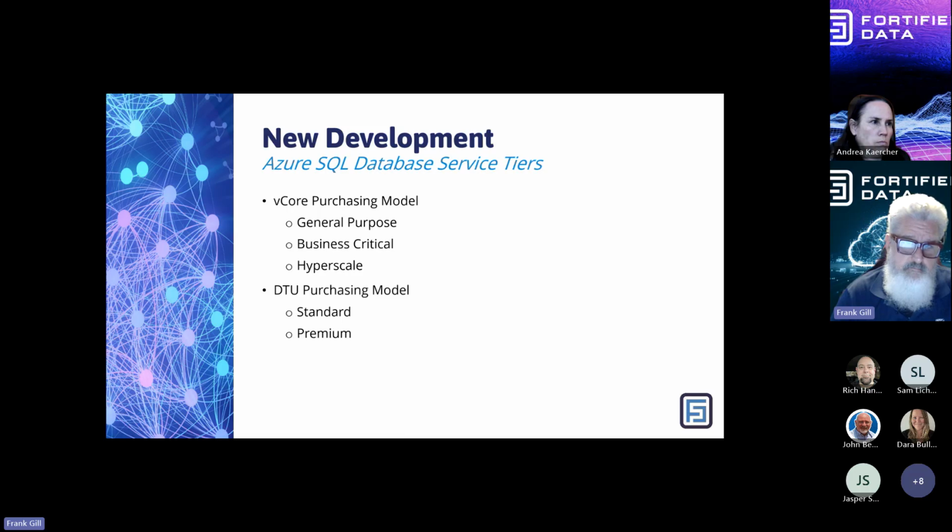There's a second purchasing model called DTU, which is a database transaction unit, I believe. Basically you're purchasing a certain number of DTUs and you're consuming those DTUs. And the DTU is a roll up of CPU, memory and storage IO. And there are some formulas out there to kind of calculate what the DTU maps to in terms of processor consumption, memory consumption, that kind of thing. And then under that model, you have standard and premium. And there are restrictions on standard, specifically around the architecture that sits underneath it and what you can expect from a high availability, disaster recovery perspective.